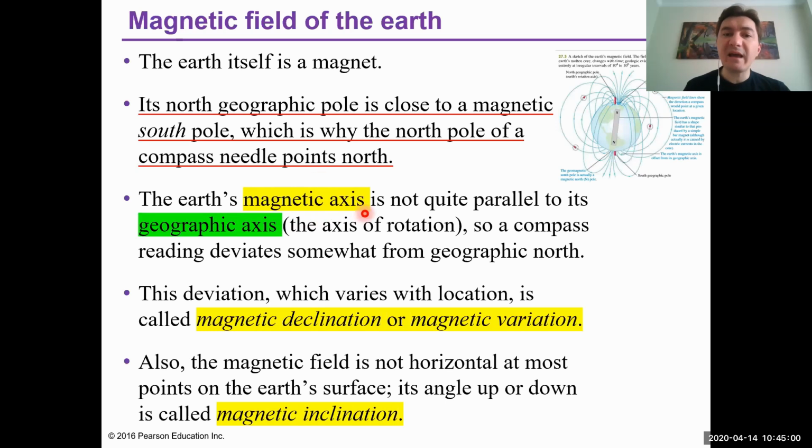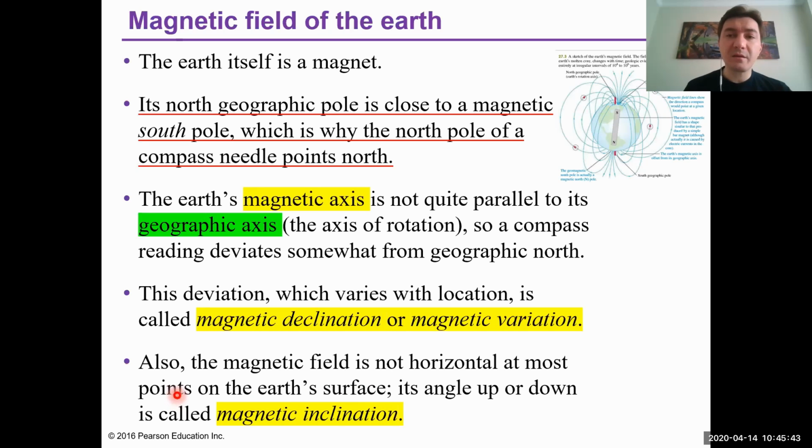The Earth's magnetic axis is not quite parallel to its geographic axis. So what is the geographic axis? Geographic axis is the axis of rotation, okay? Earth has a certain axis and it is turning around that axis, okay? This is the geographic axis. But the magnetic axis is not quite parallel to that axis. I will talk about this. And this deviation between magnetic axis and geographic axis is called magnetic declination or magnetic variation.